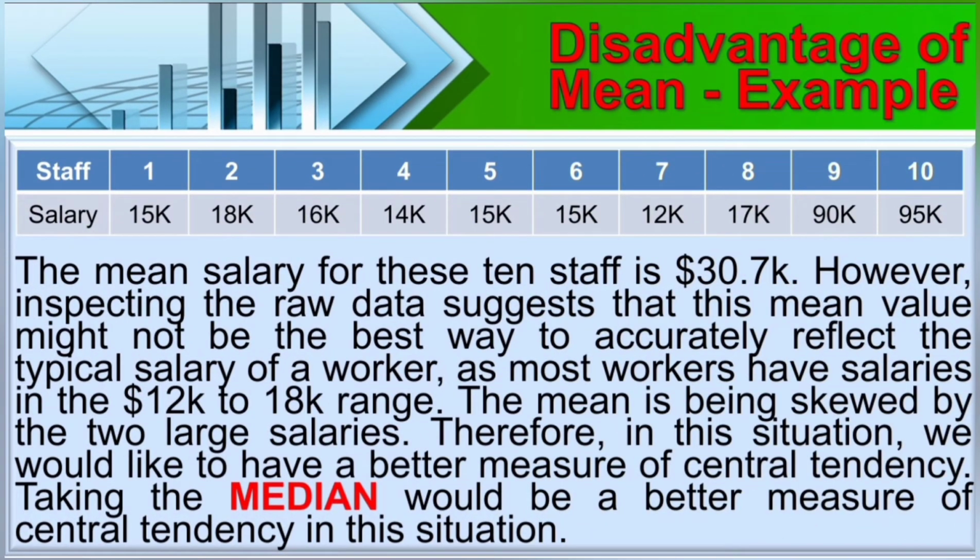Disadvantage of mean example. The mean salary for these 10 staff is $30.7k. However, inspecting the raw data suggests that this mean value might not be the best way to accurately reflect the typical salary of a worker, as most workers have salaries in the $12k to 18k range. The mean is being skewed by the two large salaries. Therefore, in this situation, we would like to have a better measure of central tendency. Taking the median would be a better measure of central tendency in this situation.